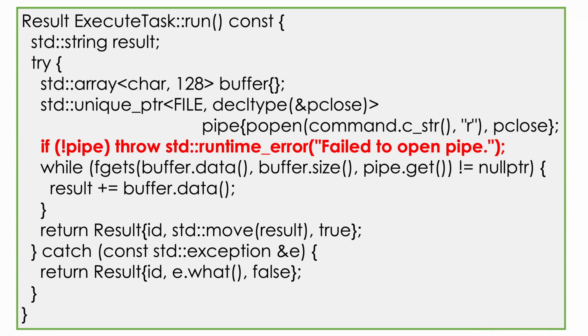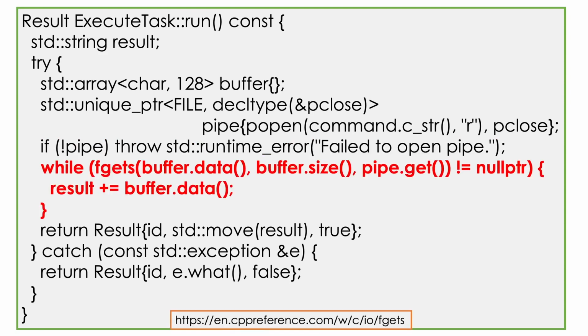If the popen invocation is successful and pipe is a non-null value, we enter into this loop where we call fgets to pull data from the pipe into that buffer that we created. And while that data is getting buffered in, we write it into the results string until there's no more data left.